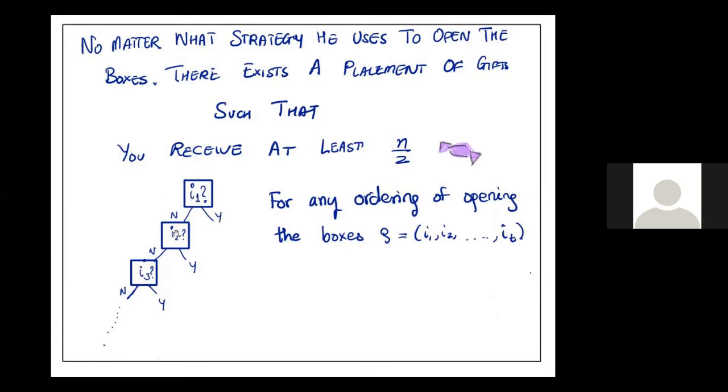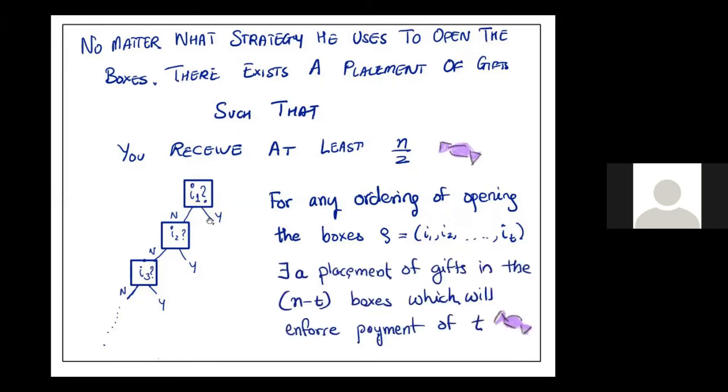But if your answer is no, then he opens yet another box. This is because if even one box finds a gift, then he knows it is in the situation where you have at least n/2 gifts inside the boxes. So this is how the tree looks. And now imagine any ordering of opening the boxes. That is your brother's strategy here. Okay? Strategy is nothing but an ordering in which he decides to open the boxes.